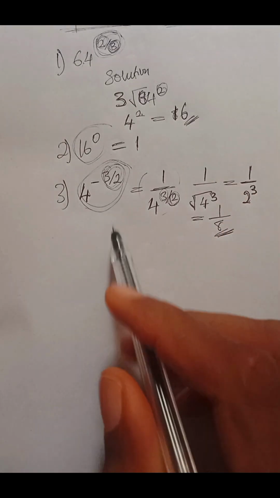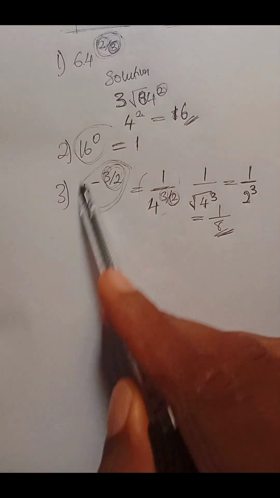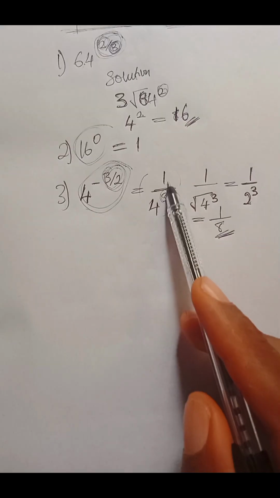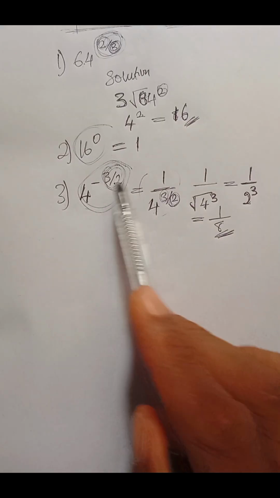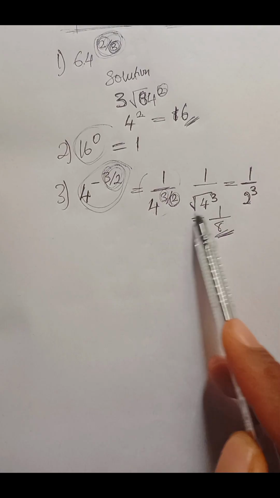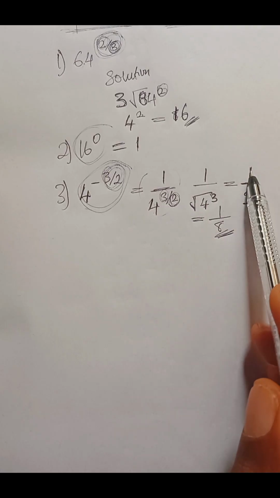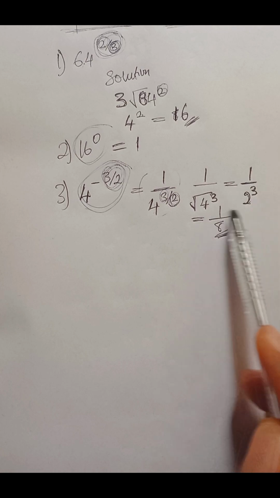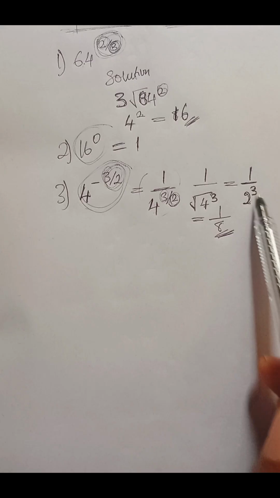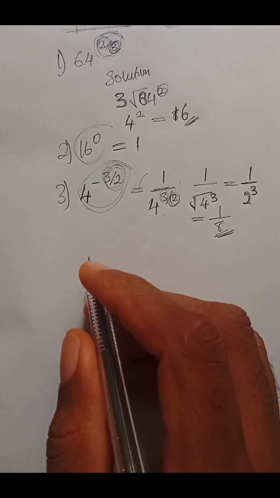This is our answer. So when you have a question like this, you take note of the power and the sign. This is a negative index, so we express it as a fraction. Then for the power, we take the root and the power of the number: the square root of 4, and the power raised to 3. Then 1 divided by 2 raised to the power of 3 will give us 8. So that's our question number 3.